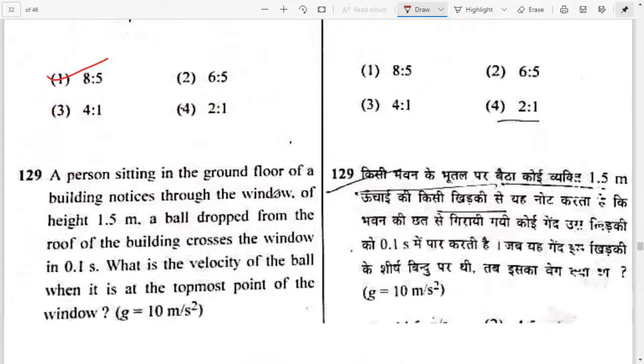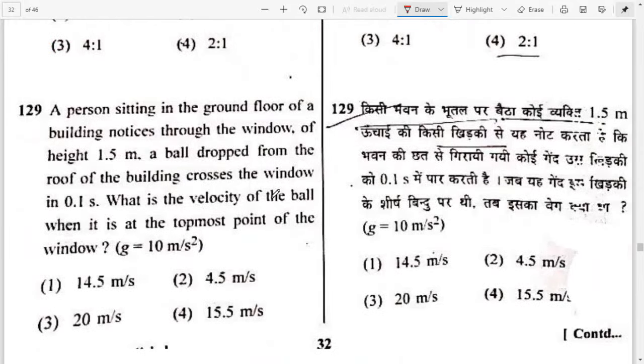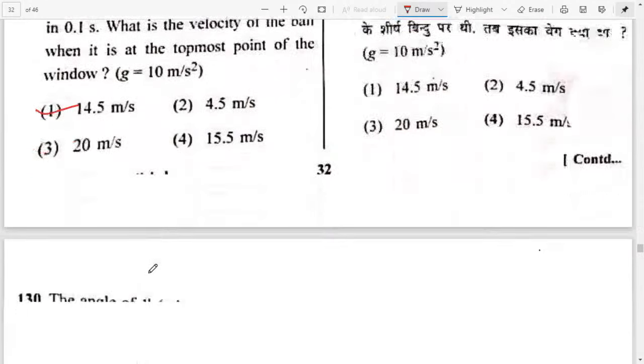Next, question number 129. A person sitting in the ground floor of a building notices through the window of height 1.5 meters. A ball dropped from the roof of the building crosses the window in 0.1 second. What is the velocity of the ball when it is at the topmost point of the window? We know that g equal to 10 meters per second square. So it is going to be 14.5 meter per second. Option number 1 is correct option, students.